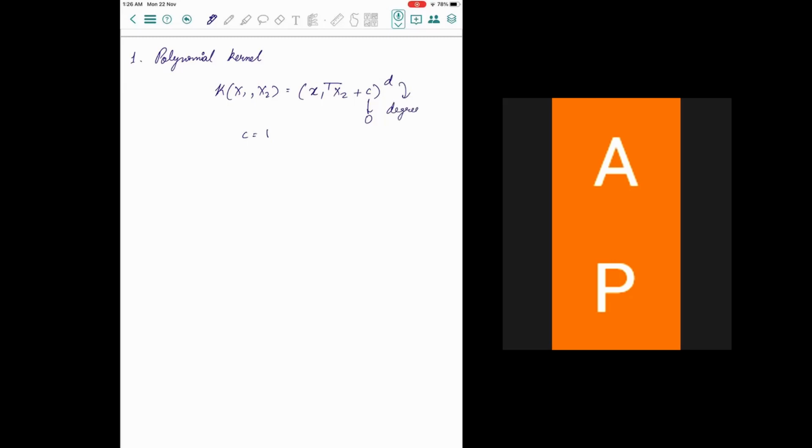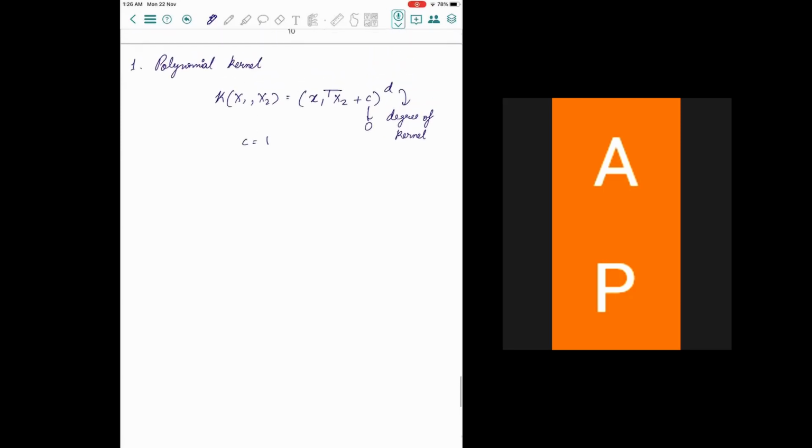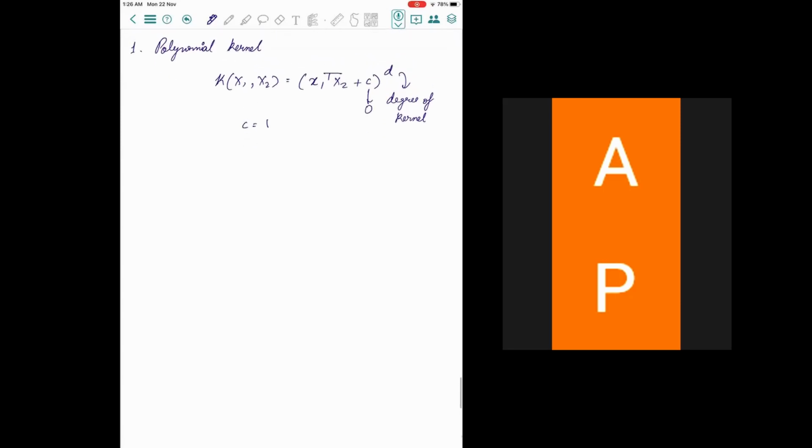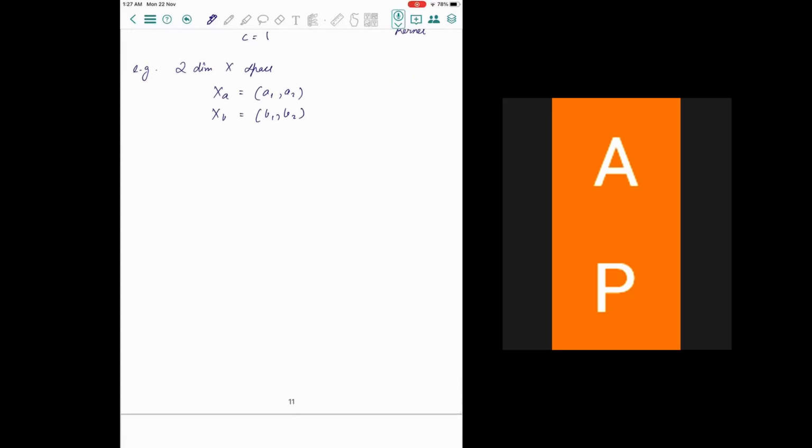Now, an intuitive way to think is that this kernel looks at not only the given features but also combinations of them. Coming to an example, if we have a two-dimensional space and we have two points, say xa equals (a1, a2) and xb equals (b1, b2). Now say we want to map this to a 6-dimensional Z space.